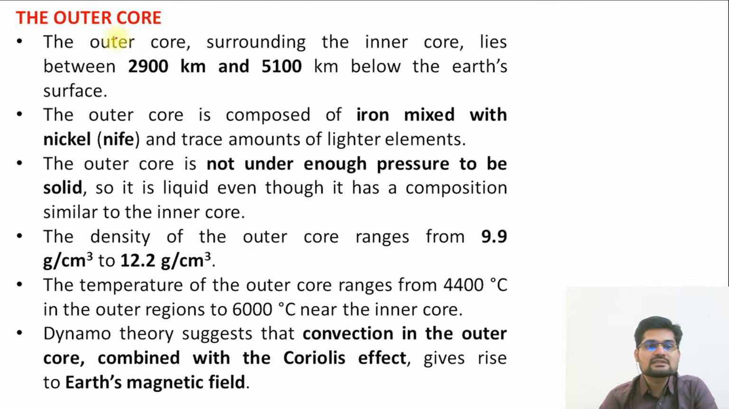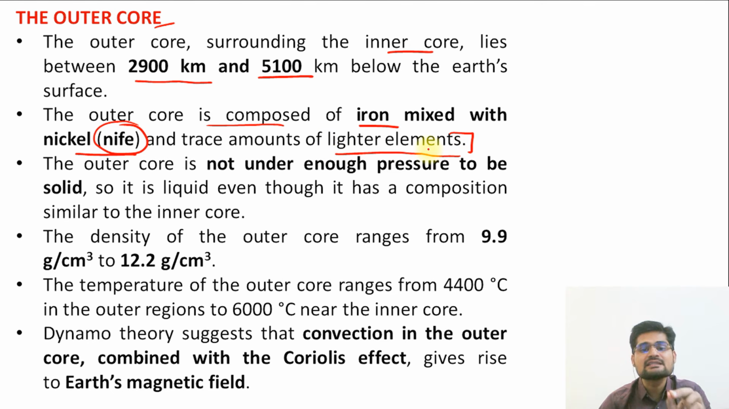Now let's learn about certain characteristics of the outer core. Outer core, surrounding the inner core, lies between 2900 to 5100 km. That's important. After that, outer core is composed of iron mixed with nickel. That's why it is called Nife layer, remember, with trace amounts of lighter elements. So in a very insignificant amount, lighter elements are also there. But the majority is the heavier elements, that is nickel and ferrous. So that is why it is called Nife. And outer core is not under enough pressure to be solid. That's why it is in liquid state. We'll also be discussing this later on.